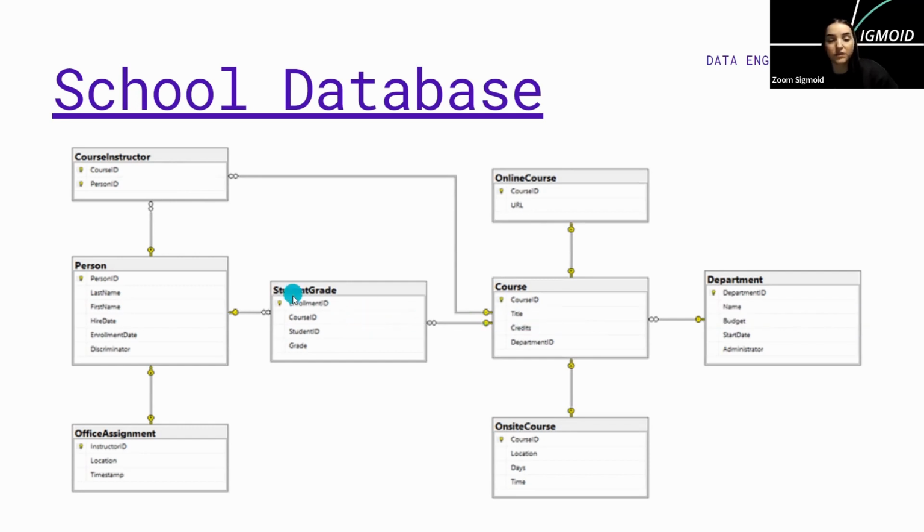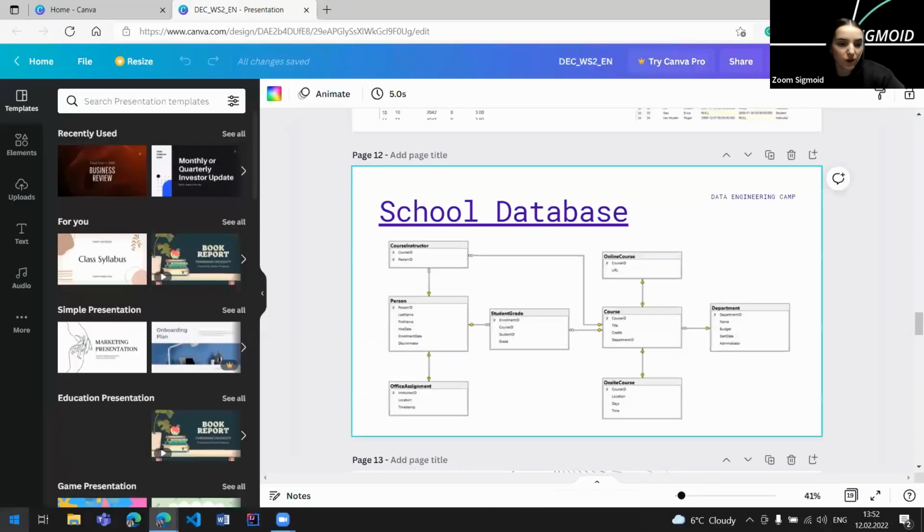At the course, a student can have not only one mark grade. Talking about an online course, there's only one URL for only one course. A course has a unique URL, let's say, and this is the main idea.